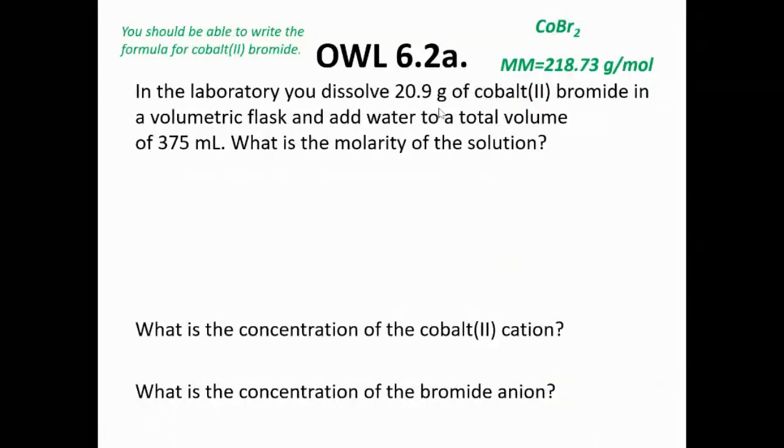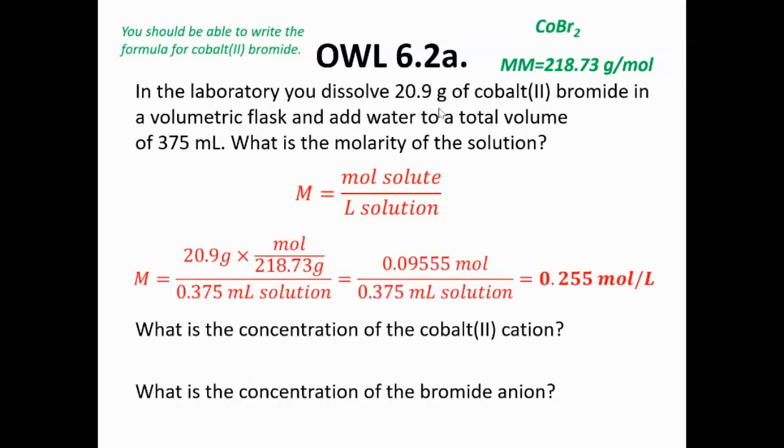In order to convert to moles, we need the molar mass of the salt. In this case, it is 218.73 grams in 1 mole. So let's use the grams we were given and calculate moles. When we do that, it turns out that we have 0.09555 moles of solute. We'll take the moles of solute and divide it by the liters of solution, 0.375 liters. And when we divide those two numbers out, we get 0.255 moles per liter of cobalt II bromide.